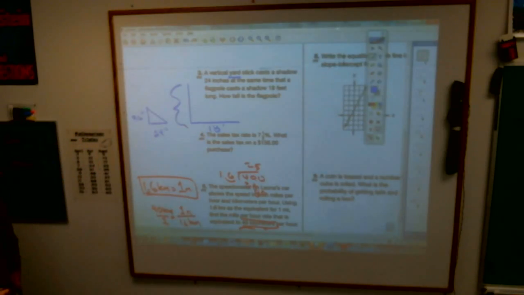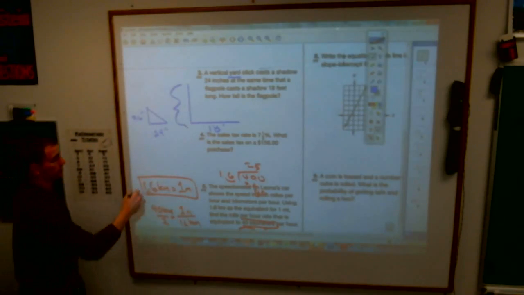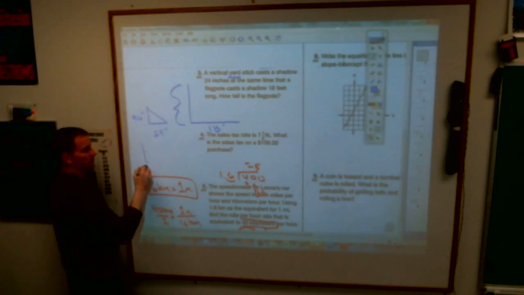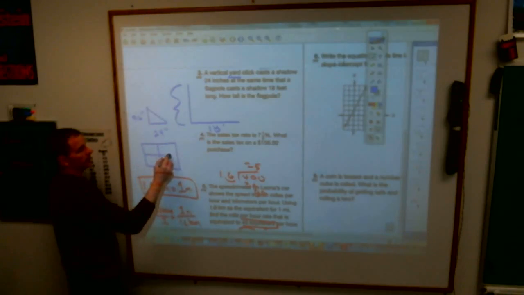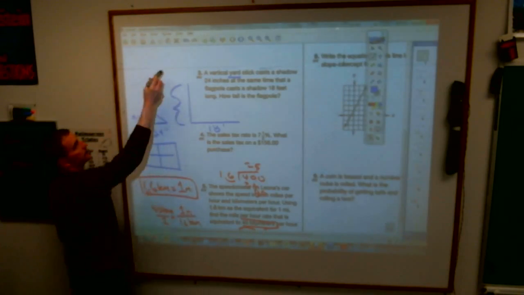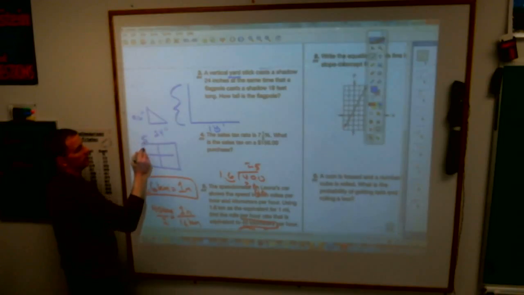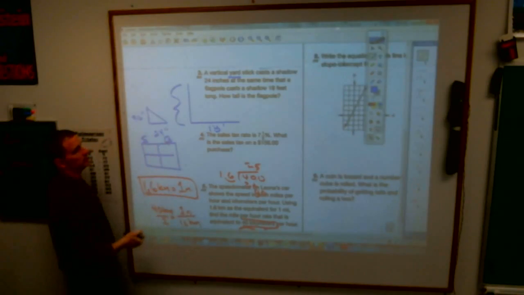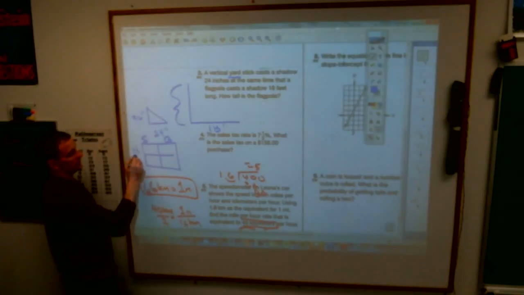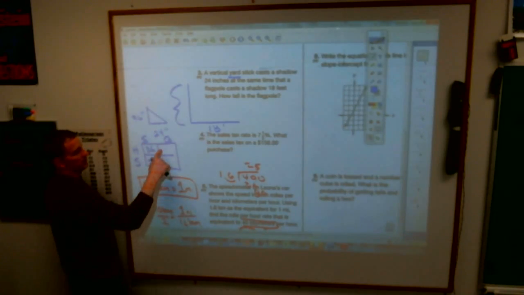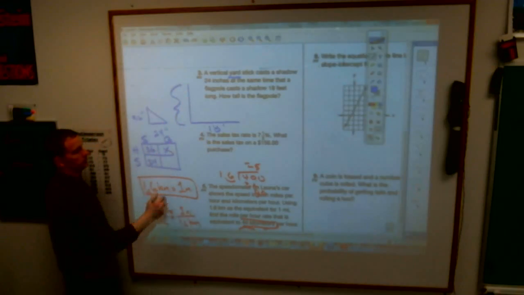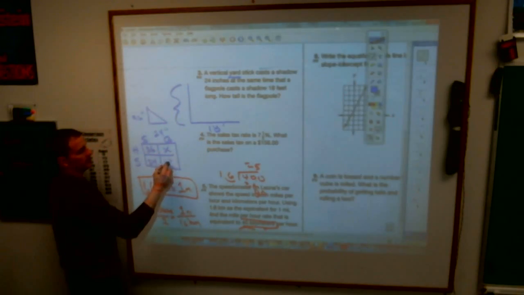So I'm going to do what? I'm just going to make a ratio box, and I would label it this exact way. What are you comparing? You've got the small triangle and you've got the big triangle. You've got the height of it, and you've got its shadow. Small triangle height is 36. Small triangle shadow is 24. Big triangle height, you don't know. Big triangle shadow is 18.